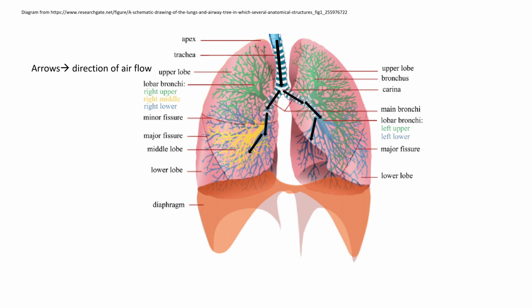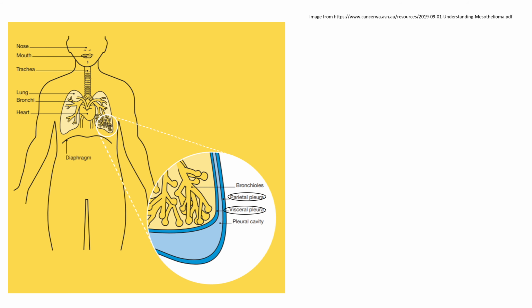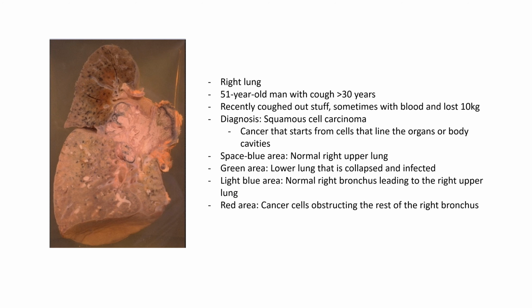The lungs are surrounded by two layers of membrane, namely the visceral pleura, which is in contact with the lungs, and the parietal pleura, which forms the lung cavity and basically lines around the lung cavities. Without further ado, let's jump into the first specimen of the day.